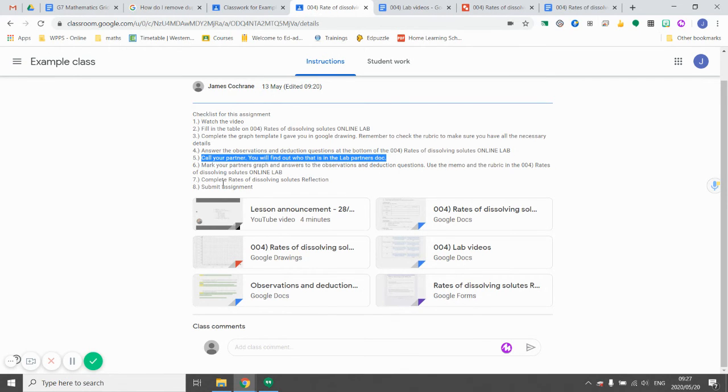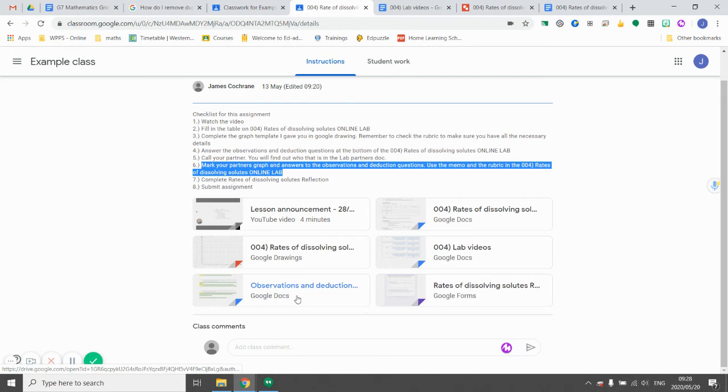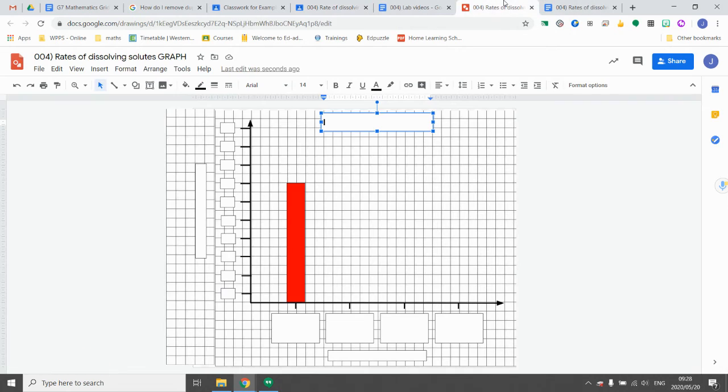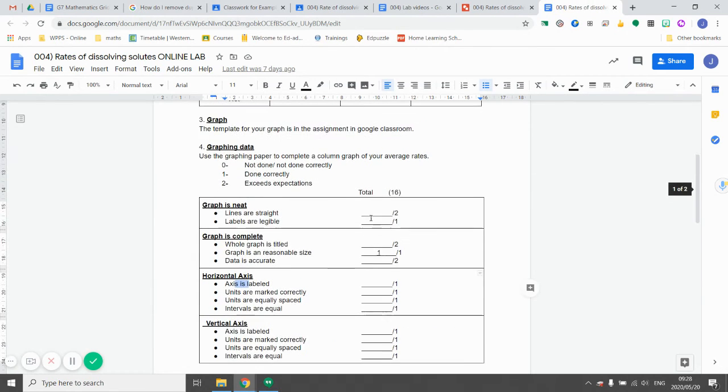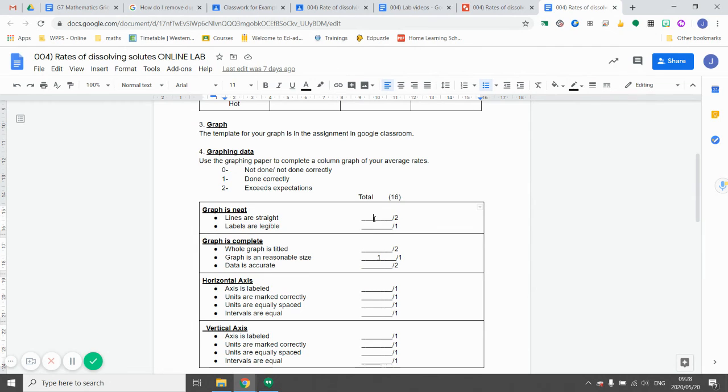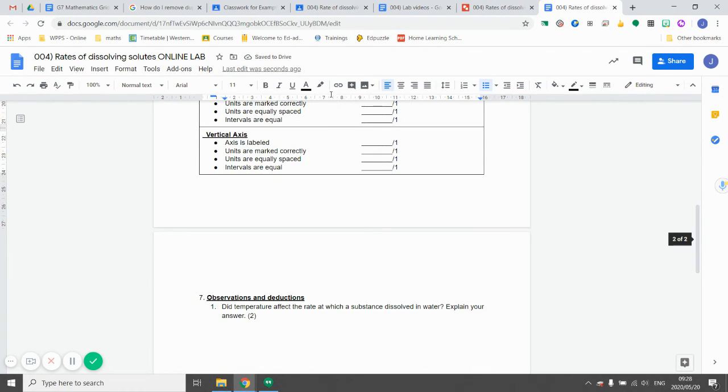And then what you and your partner are going to do is you're going to mark your partner's answers to the observation and deduction questions. The memo's here, so the answers to the questions are there. So you can basically go on your partner or your friend's doc, and you're going to say 1 mark, 2 marks, 3 marks, depending on how many marks they got. And when you're done and you've marked both their answers and their graph, now remember, to mark their graph, you go to this document here and you look at their doc and you go, oh, they got a 2, or they got a 1, or whatever, okay, and you put them there.